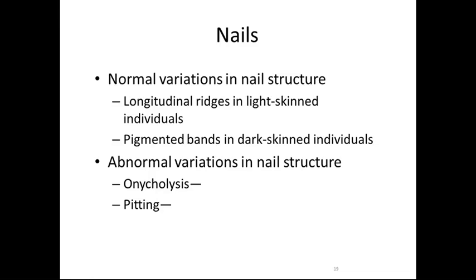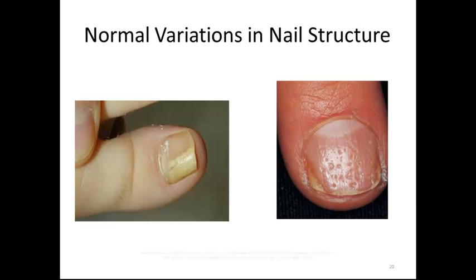Nails, normal variation in nail structure, so sometimes there will be longitudinal ridges in light-skinned individuals or pigmented bands in dark-skinned individuals. Sometimes there will be really dark ridges in nails, which would be an abnormality and is usually due to vitamin deficiency. A lot of times patients with anemia have those large, deep grooves in their nails. Other abnormal variations are onycholysis, which is the separation of the nail from the nail bed, or pitting, which is common in patients with psoriasis.